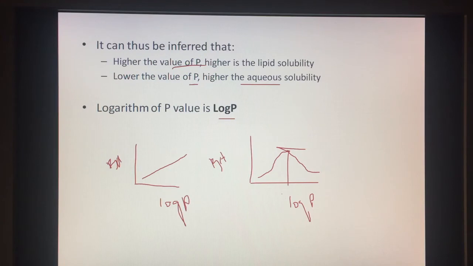This value of log P is called the optimum value of log P, shown as log P0. Log P0 is the optimum value of log P. It is the value of log P beyond which, if we further increase the log P value of a drug, the biological activity of that drug decreases. So this was about the partition coefficient and its relation to the biological activity. Another important parameter is protein binding.